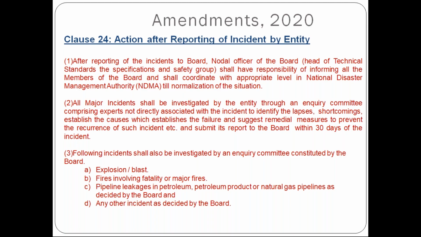These are the few categories of investigations where the government makes an inquiry committee: an explosion or blast, a fire involving fatalities or major fires, some pipeline leakage, product pipeline leakage, petroleum pipeline leakage, and any other incident which is decided by the board, depending on the potential and its later learning.